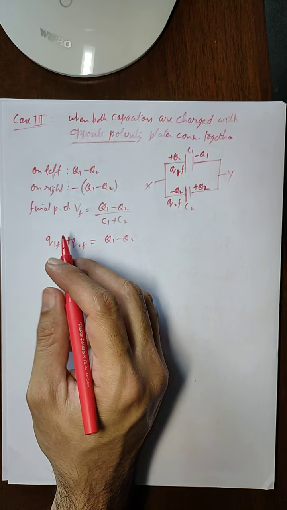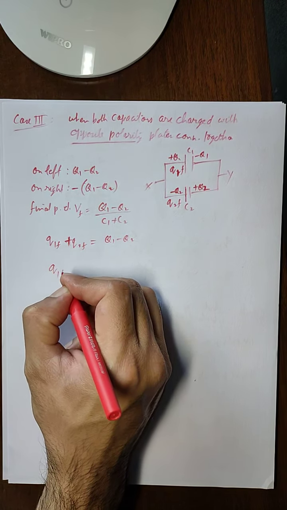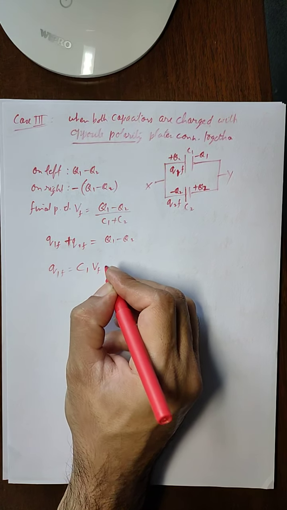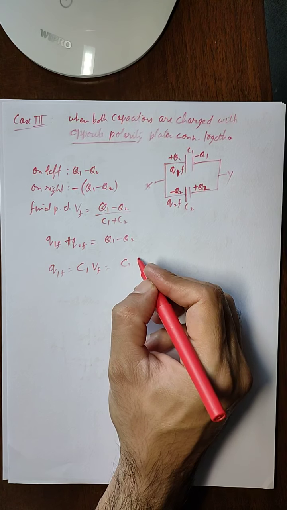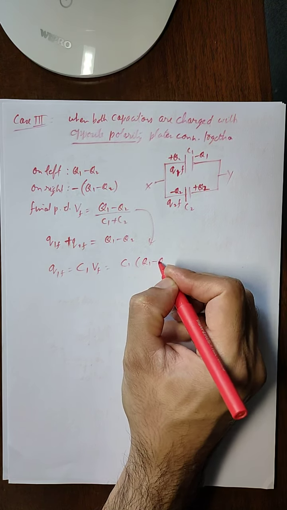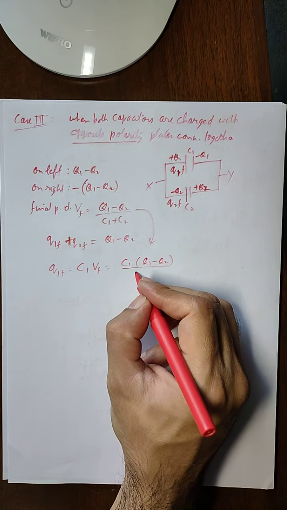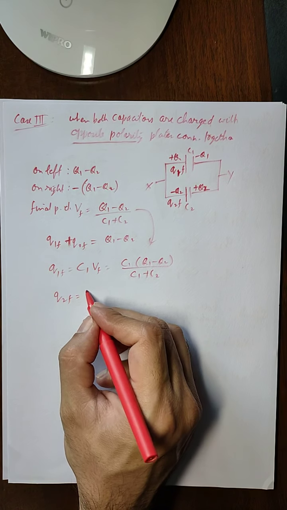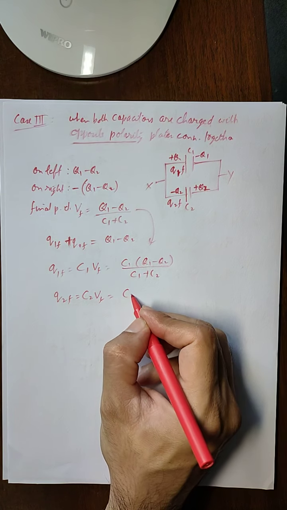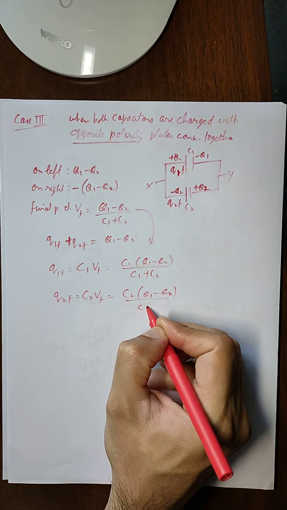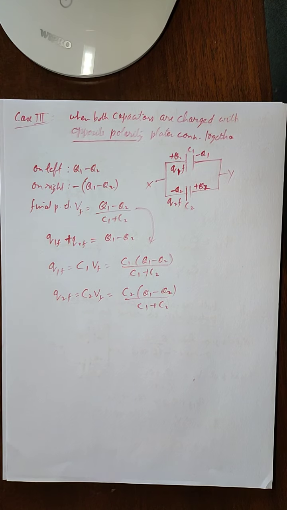So by using these, we can find the final charge Q1F, which will be equal to C1 into Vf. So it will be C1 into Q1 minus Q2 divided by C1 plus C2, where Vf we can supply from here. Similarly, the final charge Q2F will be equal to C2Vf. So it will be C2 into Q1 minus Q2 upon C1 plus C2.